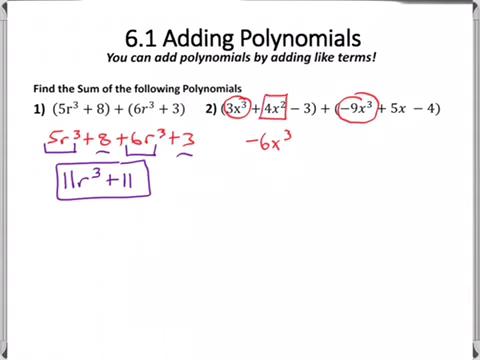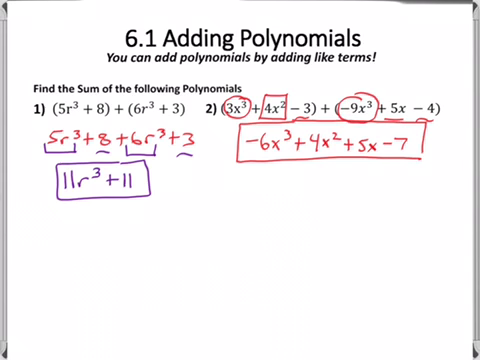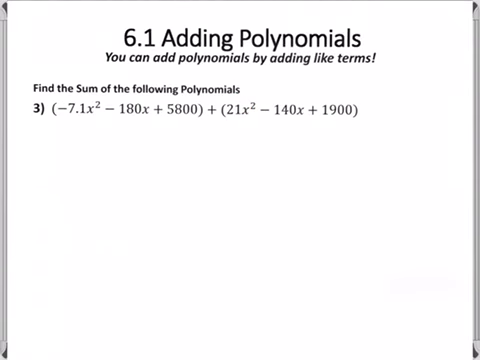Then we've got 4x squared. There's not another x squared, so we go 4x squared. Then we've got 5x. There's no other x term, so we just tack on the 5x. And then last but not least, we've got negative 3 and negative 4, which become negative 7. So our final answer becomes negative 6x cubed plus 4x squared plus 5x minus 7. So the entire process is just us combining like terms.